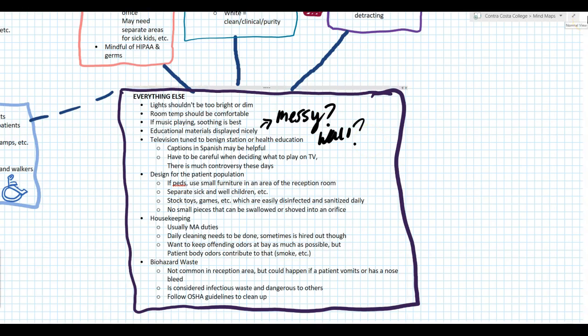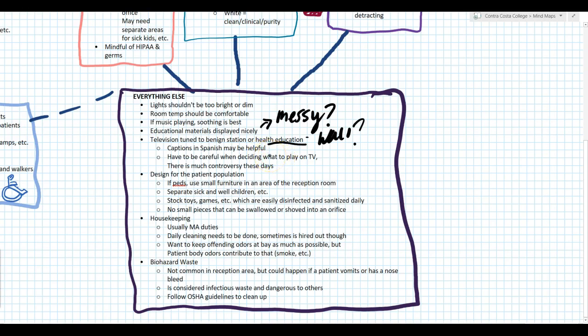Okay, so for television, you want to be careful when you're selecting what to play. Many offices and waiting areas or reception areas have televisions available for viewing for the patients or for those who are waiting in the reception area. The television should be tuned to something that's benign or relatively unoffensive to the majority of people. So sometimes offices will put health educational materials on those TV stations. It's also helpful sometimes to have captions in Spanish for our non-English speaking populations.